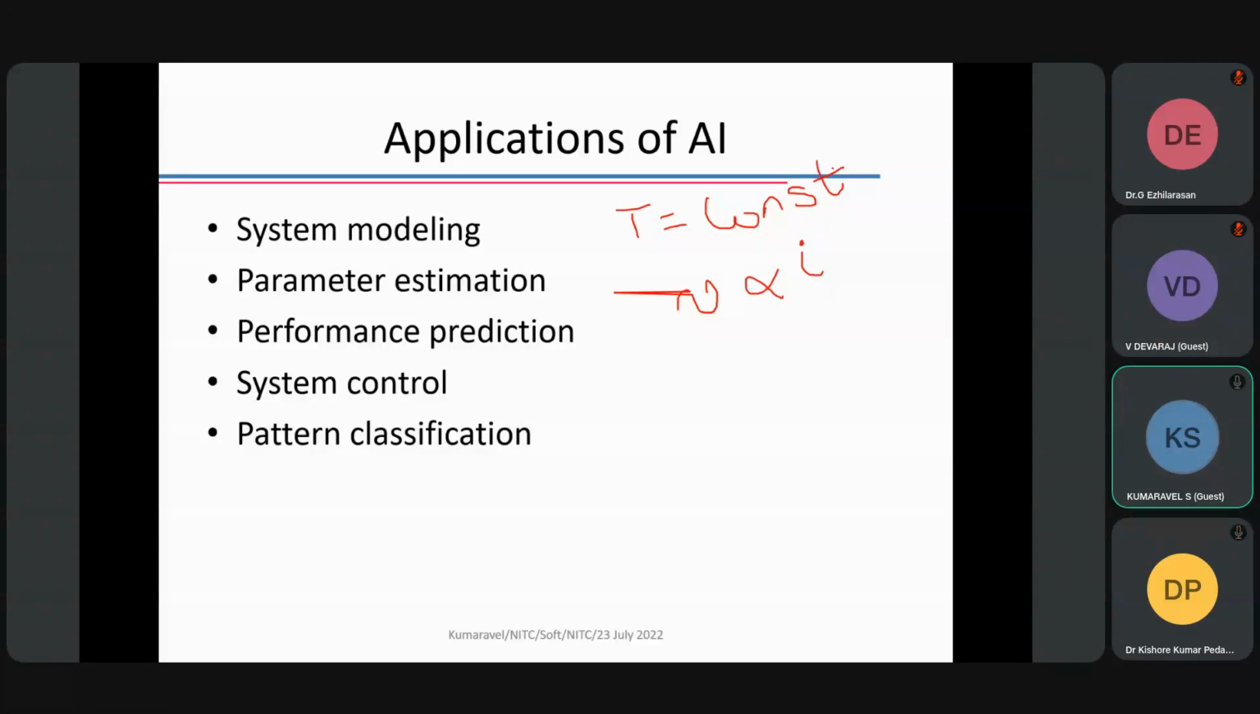Every modeling problem in electrical engineering is subject to approximation and some assumption. What is the approximation? Temperature remains constant; the variation you are neglecting. The assumption: assume that all the initial conditions are 0. That is a very dangerous thing in modeling problems. Clear? So you should take the actual model of a system and then model it.